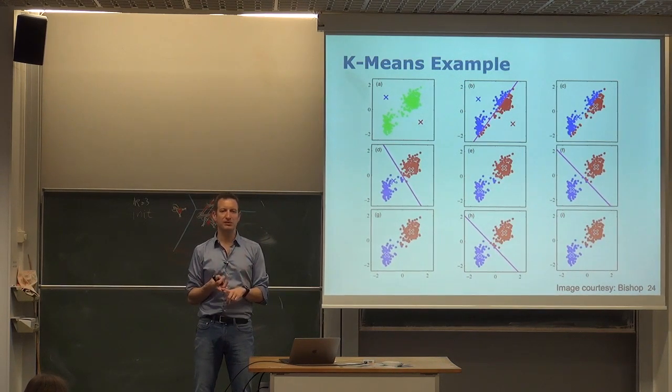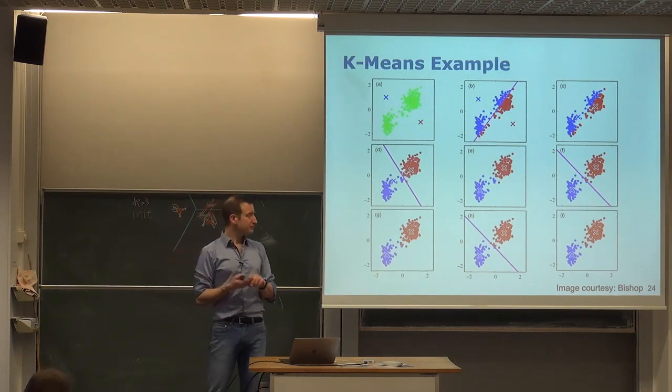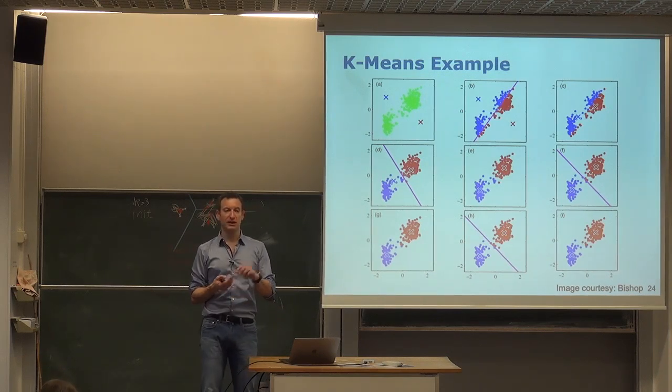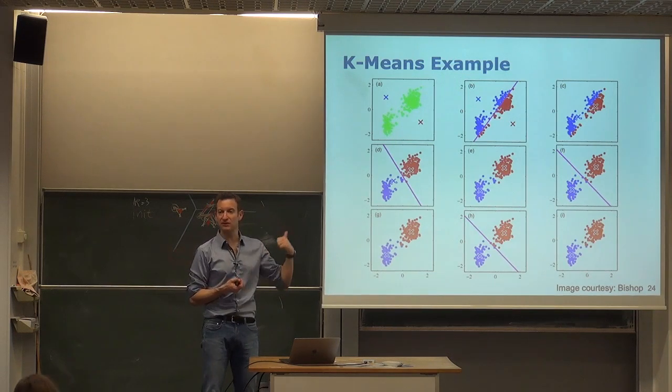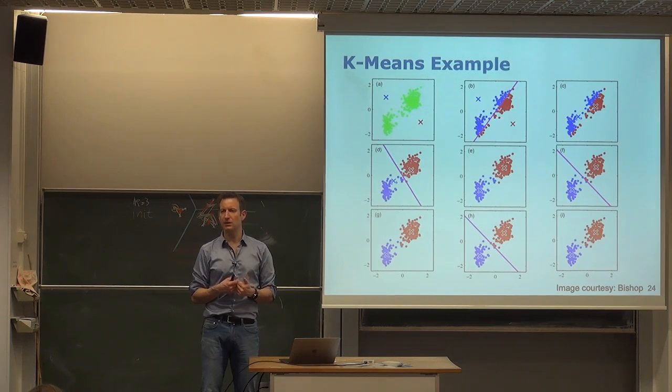The only thing you need to be able to do is compute distances, compute a minimum, compute a mean, and implement a loop. All things which should be doable. Again, in practice, the initialization has an impact on how well your algorithm works. You're not guaranteed to always get the same result. The algorithm will converge, but it may converge to a local optimum, not to the global optimum.